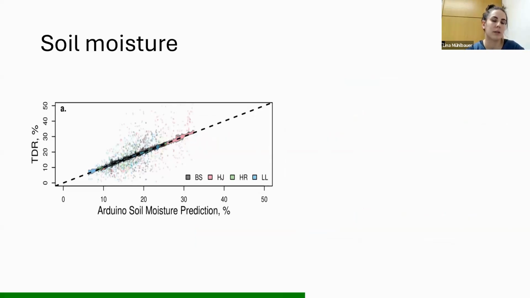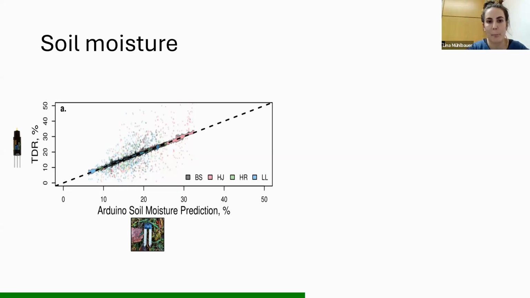The same is true for the soil moisture. What you can see on the x-axis is the soil moisture sensor prediction. They are capacitance sensors, so they don't actually give you percentage water content or something like this. We need to predict it by calibrating them. And in comparison, the TDR, so the manually probed soil moisture. And what you can see over there is that there are big differences between the sites. It's because of the vegetation and the soil, which really differs. And also there's much more noise in it.